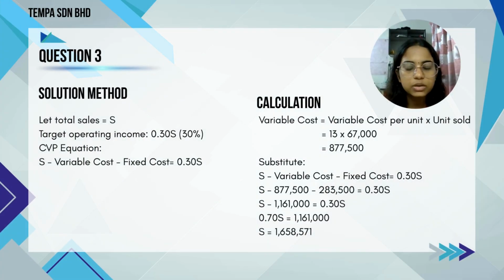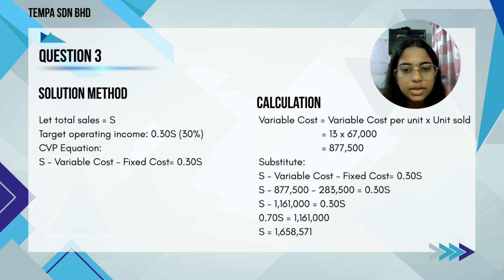My name is Srivanisha Kumaran, metric number 310330. For question 3, the company is not able to increase the number of units sold. Therefore, we are required to determine the selling price that allow the company to earn operating income equal to 30% of sales. Let total sales be represented by S. The target operating income is 0.30S.